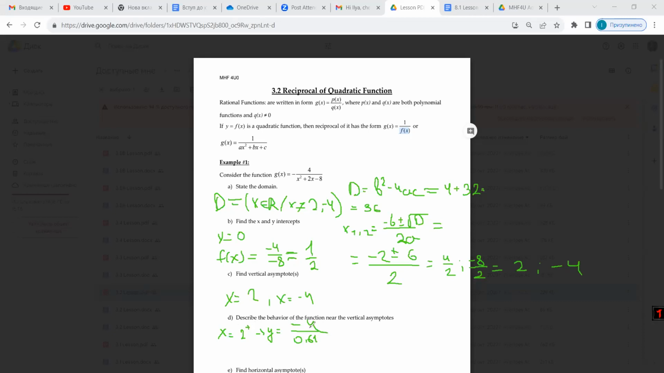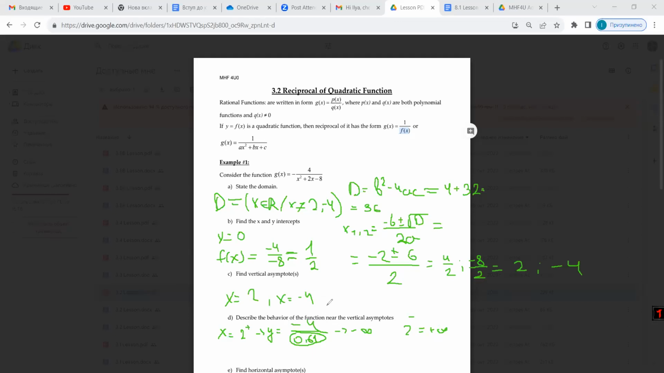So if I get even closer to x equals 2 from the positive side, I would get a negative number divided by an extremely small positive number, which will give me negative infinity on the right hand side of 2. From the other side we would have positive infinity, because there we would have an extremely small negative number, and a negative number divided by a negative number gives us an extremely big positive number, which leads us to the conclusion that it's going to be positive infinity.